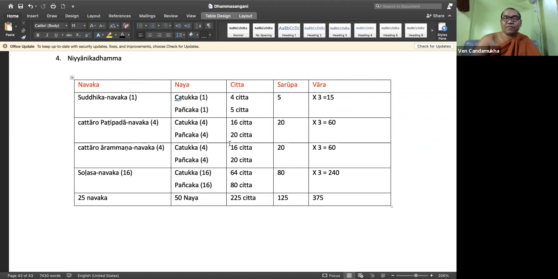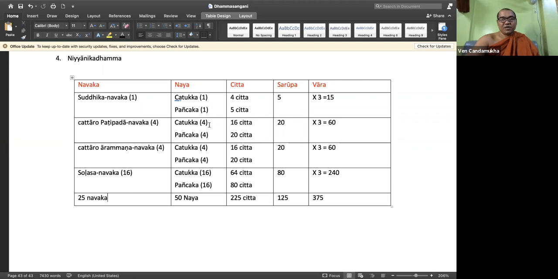Okay, 50. Then if we try to analyze the Jeta, how many Jeta are there? In the Cittuka method, in the Suddhika Navaka, there is the first jhana Jeta, second jhana, third jhana, fourth jhana Jeta. Altogether there are four Jetas. But in the Panchaka method, there will be five Jeta: first jhana, second jhana, up to the fifth jhana. So here four Jeta, five Jeta.